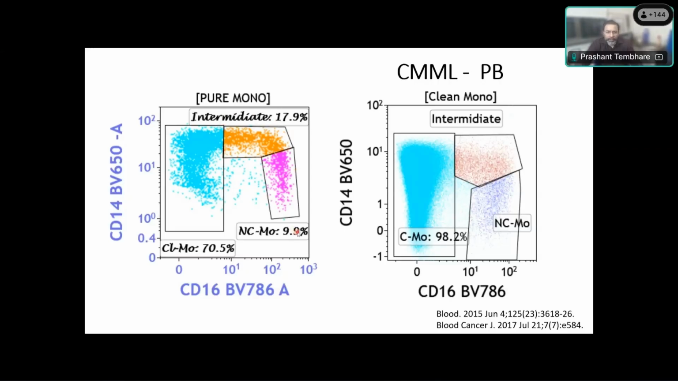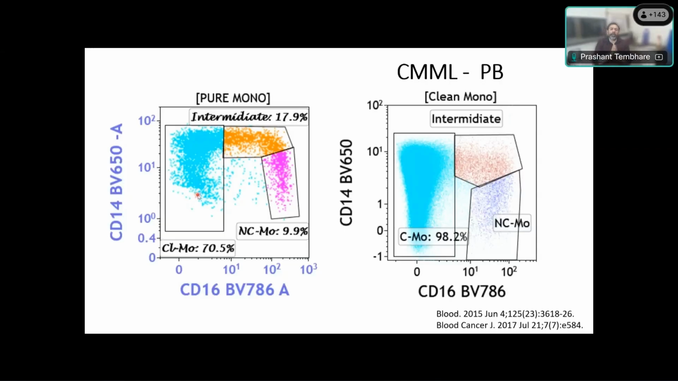Now, in CMML, that is chronic myelomonocytic leukemia, what happens? There is arrest at this stage. When I say arrest, it means the cells do not differentiate from classical monocyte to intermediate and non-classical. And since there is arrest and restriction, this compartment goes beyond the limit of 94%, so usually they are more than 94%.